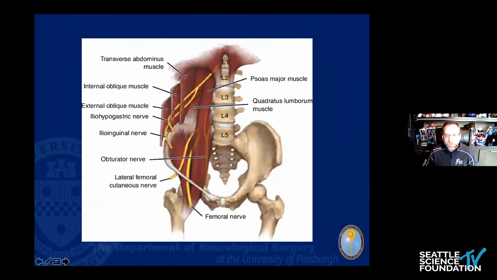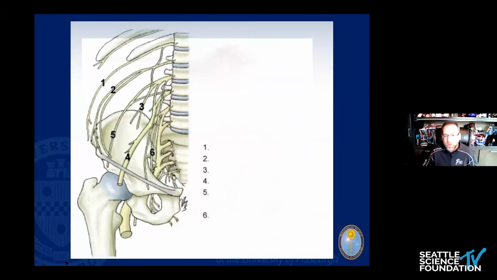Repetition is never bad. Just again showing the iliohypogastric and the ilioinguinal as they extend out and traverse through the oblique musculature. Again, making note that as you're working through those muscles, you want to be aware of those.